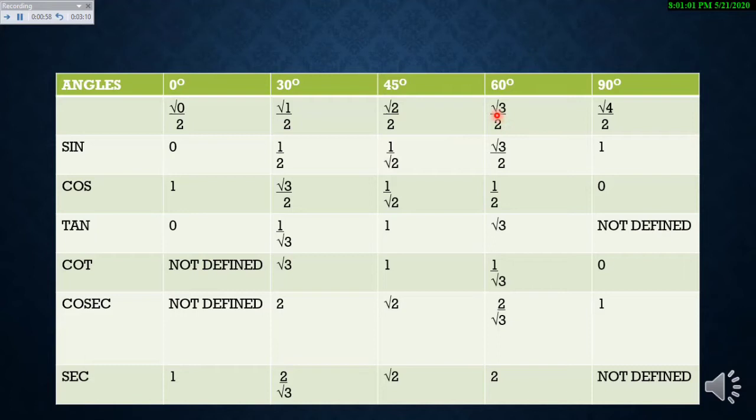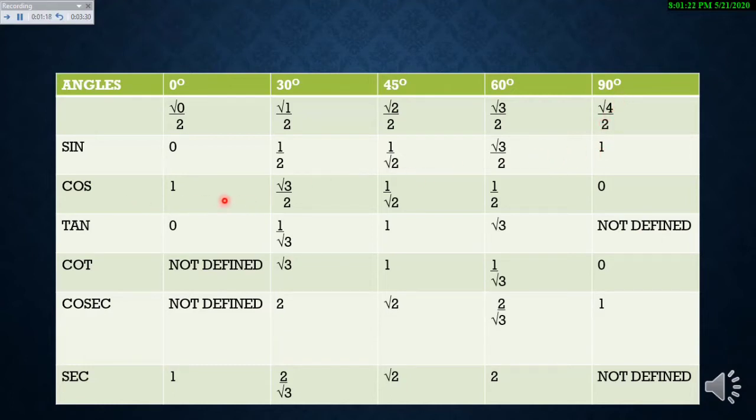At 60 degrees, we get root 3 by 2, we write it as root 3 by 2 only. So at 90 degrees we get root 4 by 2, the value of root 4 is 2. So 2 by 2 becomes 1. Okay, the 2 cancels the numerator 2, so it becomes 1.